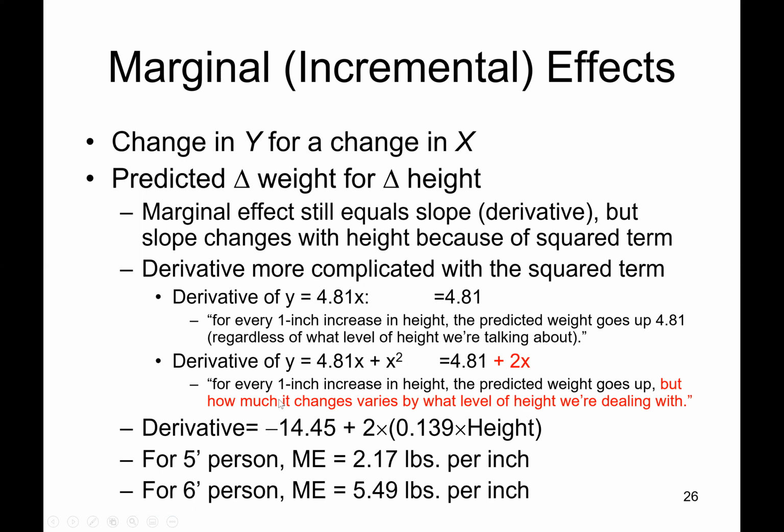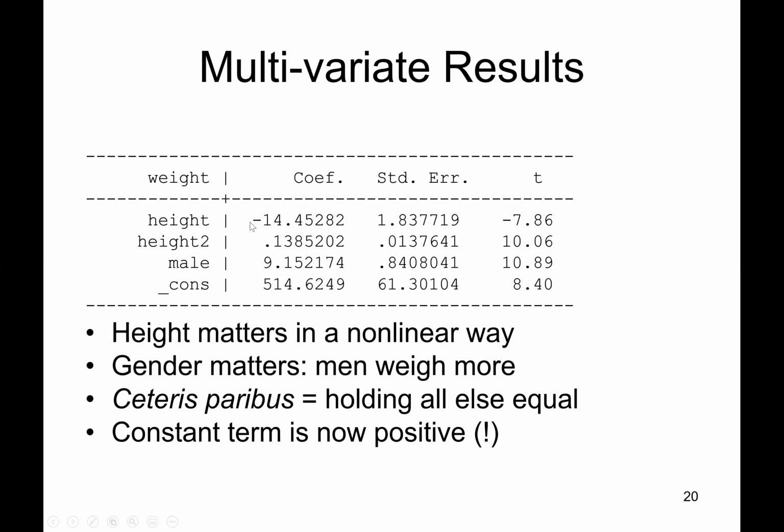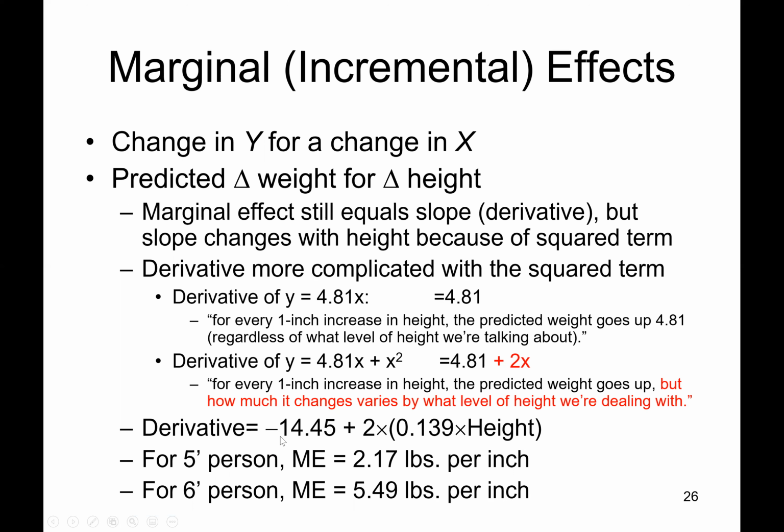So the way that you could think about that is, for every 1 inch increase in height, the predicted weight goes up, but how much it goes up varies by what level of height we're dealing with. In our case, the numbers that we got out of our model were, with respect to height, a negative 14.45 for the linear part, and then 0.139 for the squared part. So our derivative is negative 14.45 plus 2 times 0.139 times height.